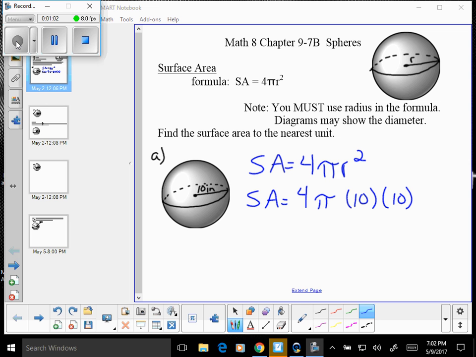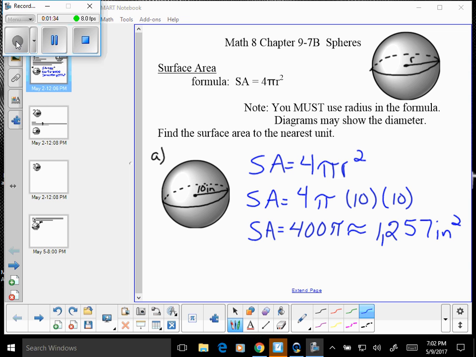This one really doesn't require a calculator until the very last step, because 10 times 10 is 100, and 100 times 4 is 400. We usually do write a step in there in terms of pi, so 400 pi. Then we get out the calculator and put 400 times pi. When you round off, it should be 1,257.